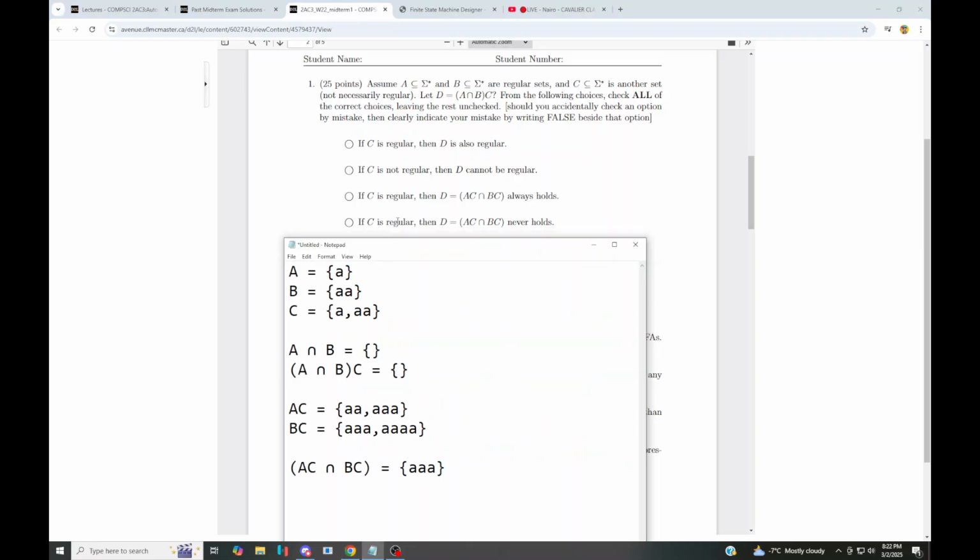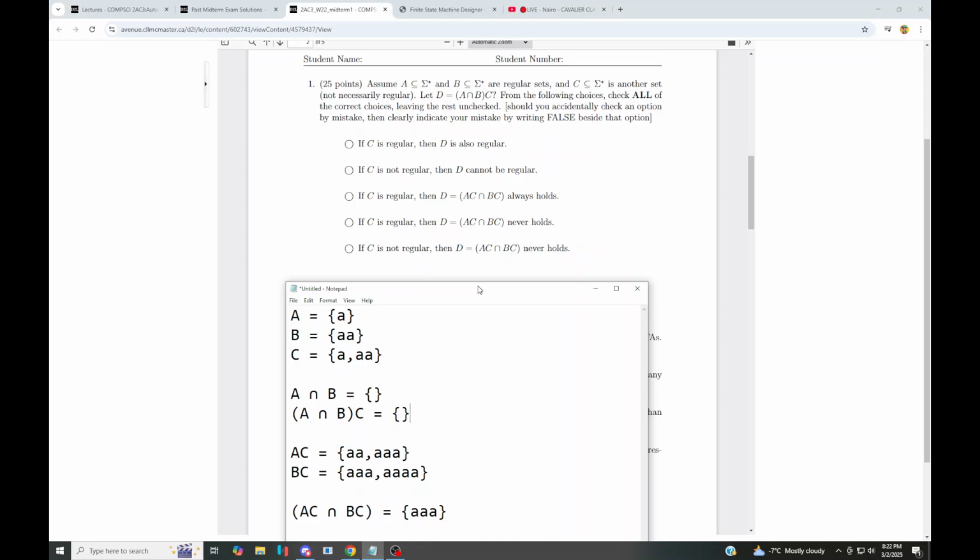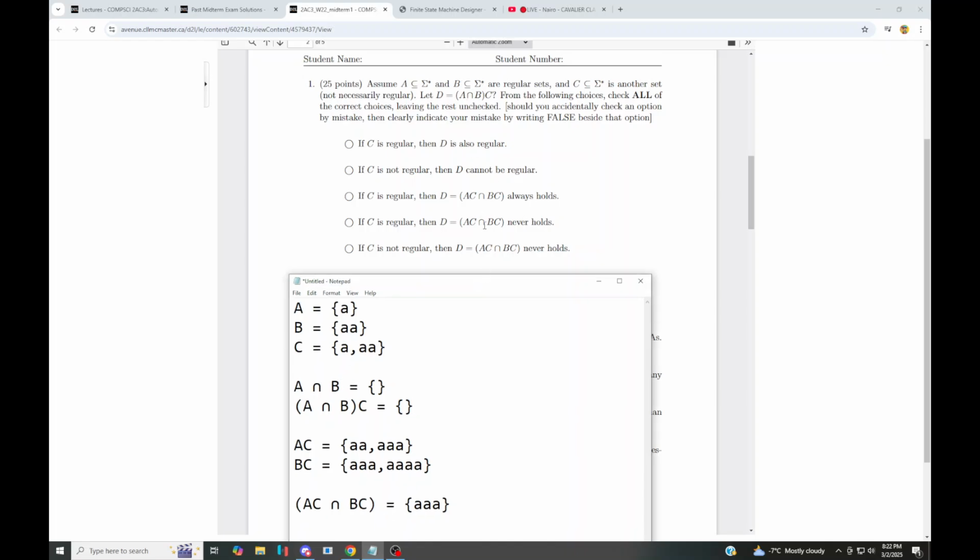Next one was, if C is regular, then this never holds. Okay, so for a lot of cases like this, one of the most trivial examples to look for is just setting everything to null set. The null set is always amazing for these types of examples. If we just set all three to the null set, it's quite clear that these are equivalent. So, done. So this does hold in this case.